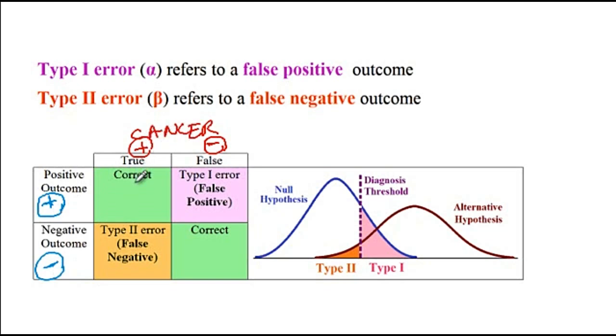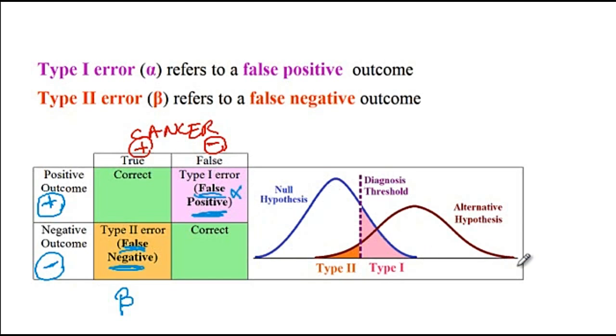Now, if the patient has cancer and the screening detects that, then that would be a correct decision. On the other hand, if the patient does not have cancer and the test is negative, then again, that would be a correct decision. But then, if the patient has cancer and there would be a negative screening test, then that would be a false negative result, also known as type 2 or beta error. On the other hand, if the patient does not have cancer and the screening test tests positive, then that would be a false positive result, also known as type 1 or alpha error.